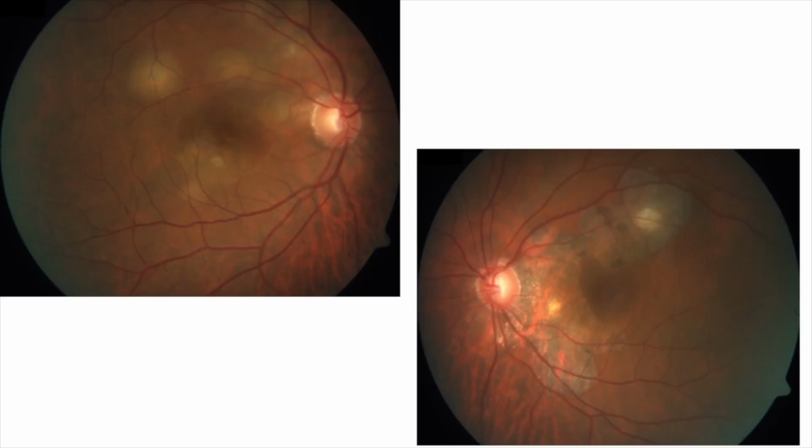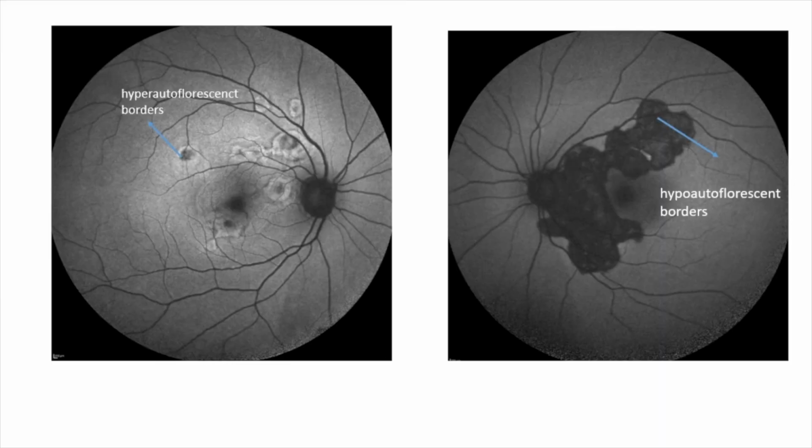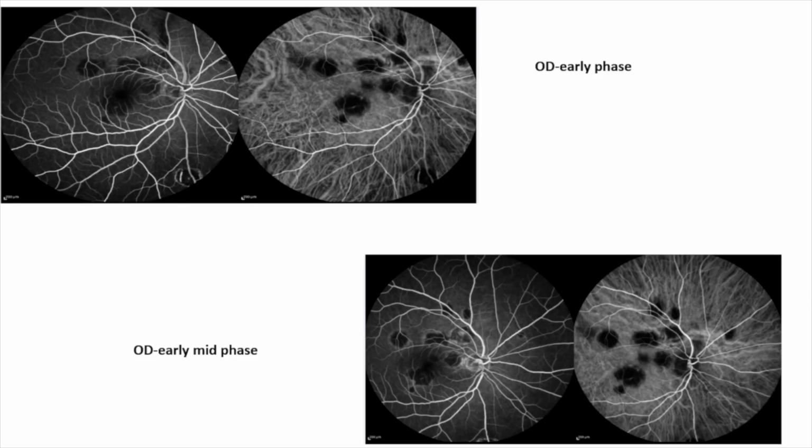The fundus photo of the right eye shows ill-defined choroidal lesions with creeping margins, which is indicative of serpiginous choroiditis. In the left eye, there is a well-defined choroidal lesion with underlying chorioretinal atrophy. The fundus autofluorescence of the right eye shows hyper autofluorescent borders, which is indicative of activity. In the left eye, there is hypo autofluorescence, which is indicative of inactivity.